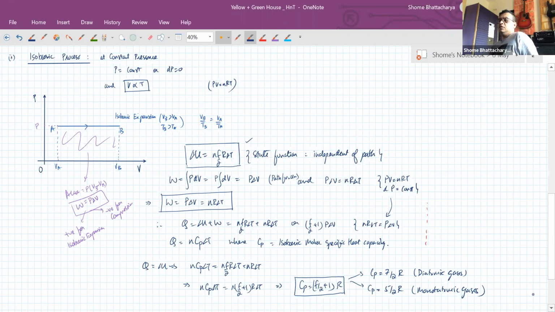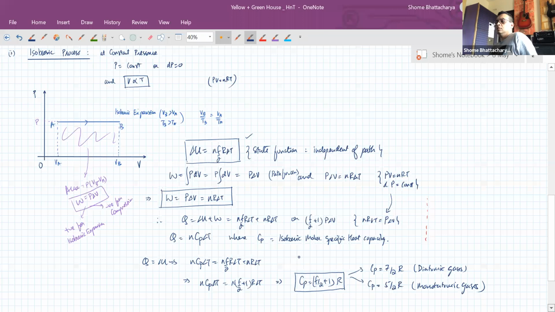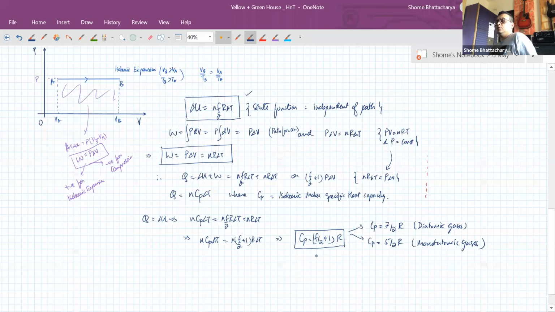Right. So one final thing here, that Cp is equal to Cv plus R. This (f/2 plus 1) into R, we can also write it as Cv plus R. So these two are universal facts for all ideal gases.